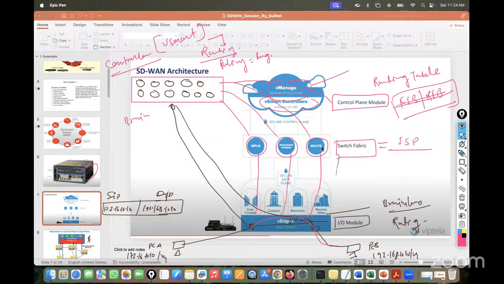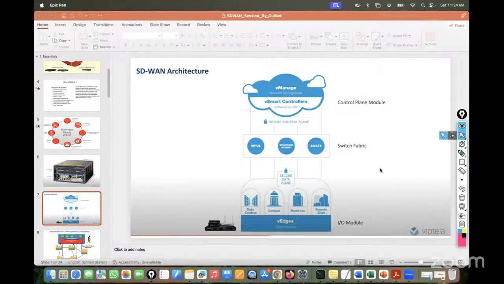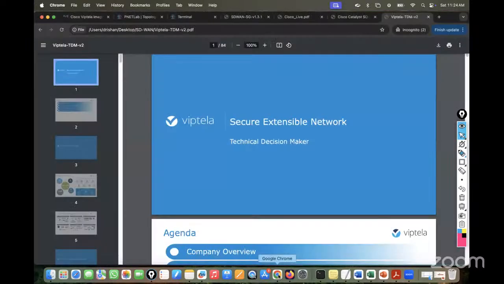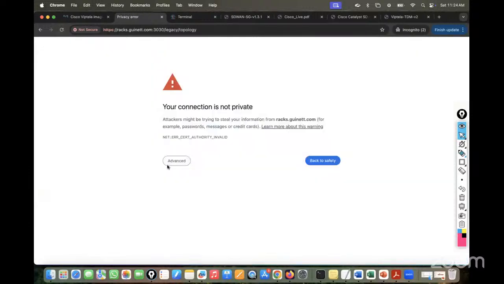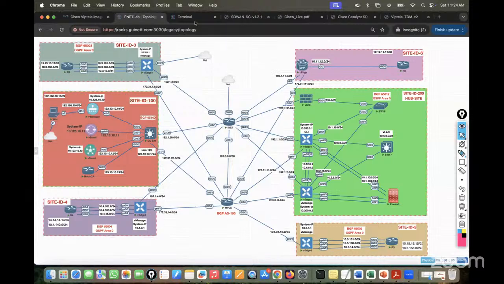Tenju is asking, please, I don't understand how routing is different with the vSmart compared to a normal router. Okay, I'll come back to you. Just give me 1 minute. Let me move further. It's a very good question by Tenju: how is the routing going to make a difference between a normal router and the vSmart? We just have to understand. So let me go back to my topology and I can show you live.